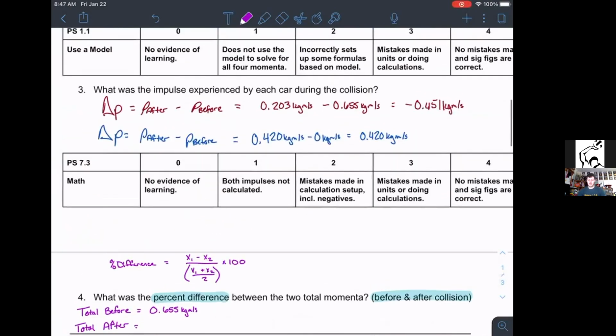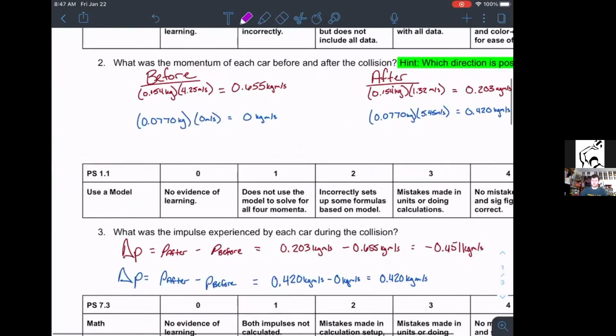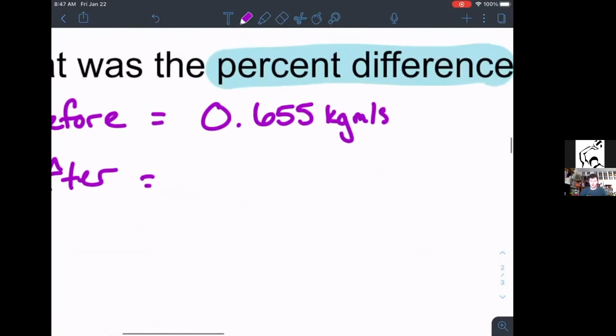All right. Now for the second one, we're going to take our 0.203 and we're going to add to it that 0.420. And we're going to have 0.623 kilogram meters per second.